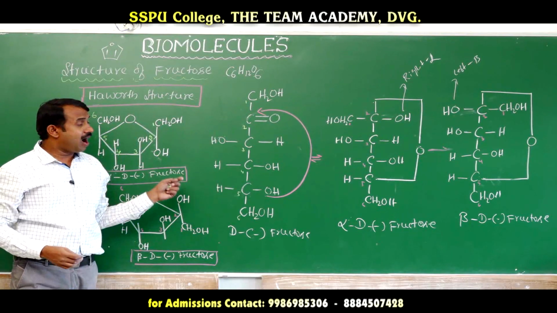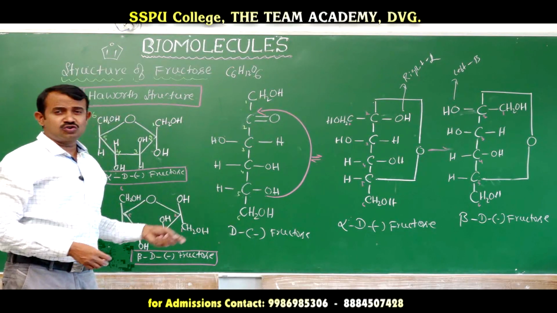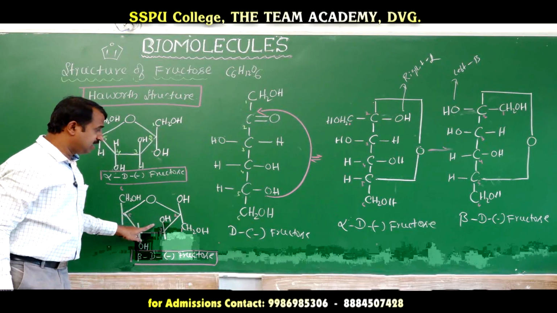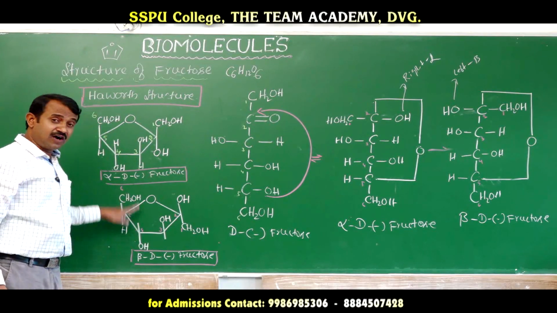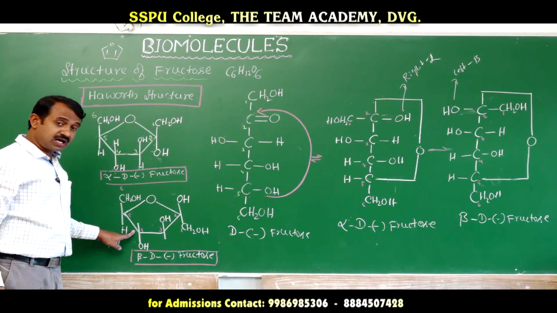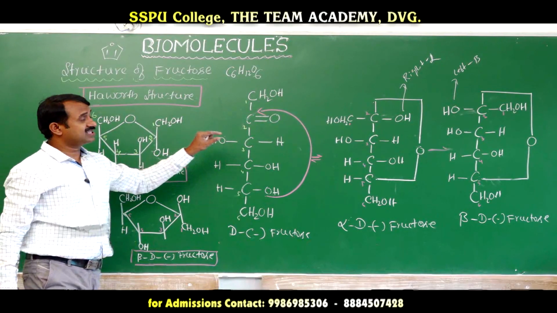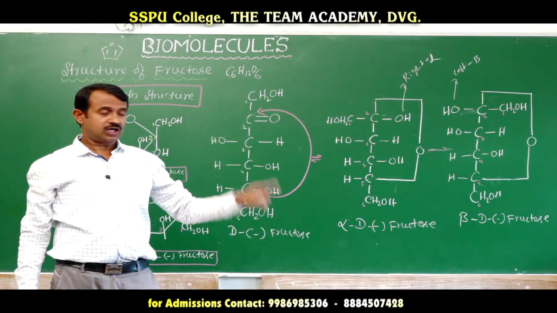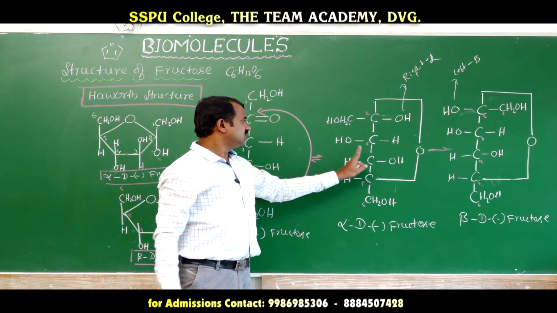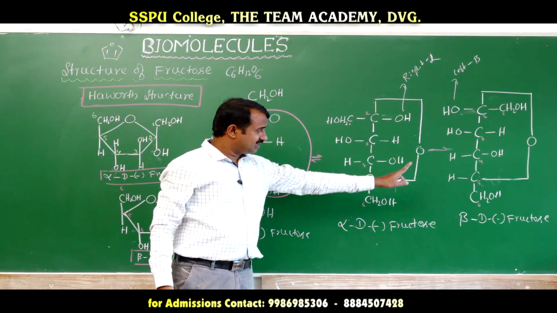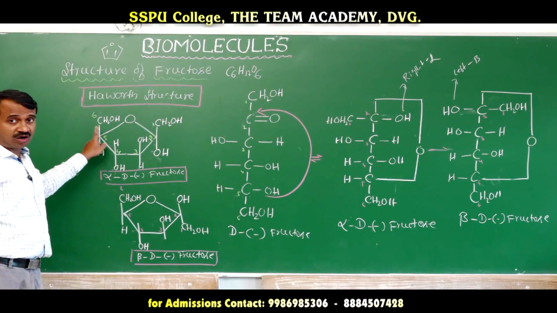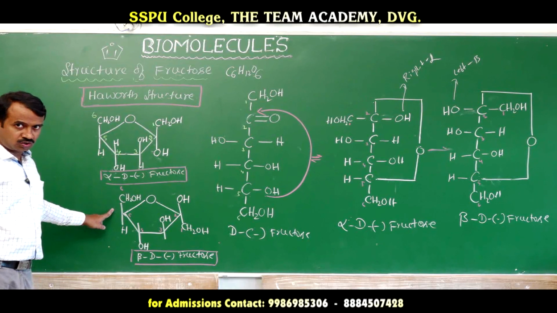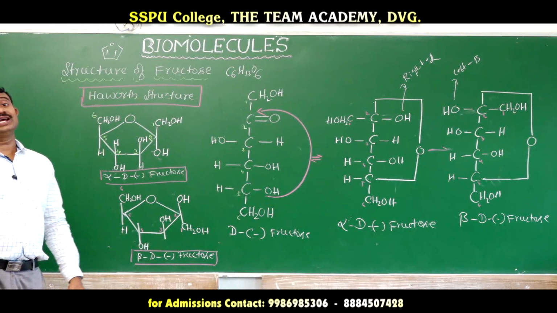This is our structure of alpha fructose and beta fructose. This is alpha fructofuranose or beta fructofuranose. This is the cyclic structure of fructose. This is an open chain. This is a cyclic structure. That is also a cyclic structure. These are our structures of alpha and beta glucose. Next we will go for disaccharides.